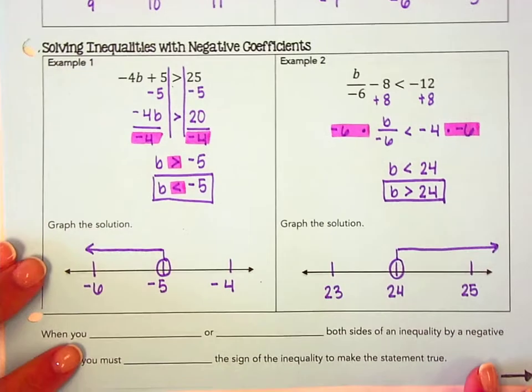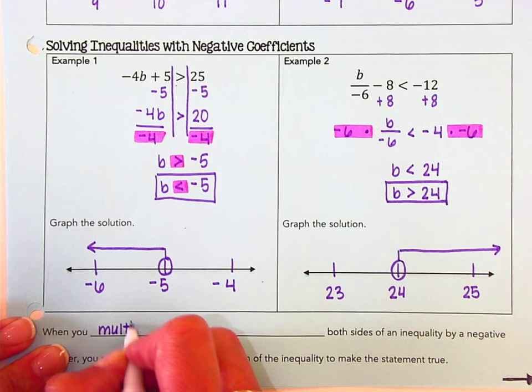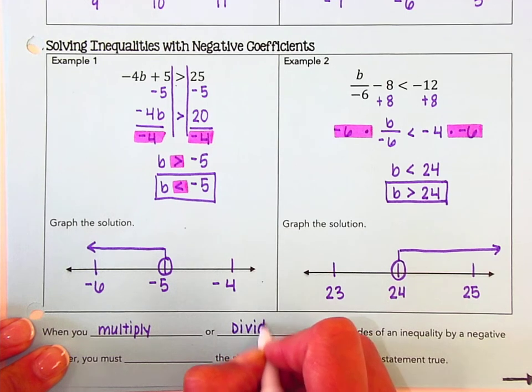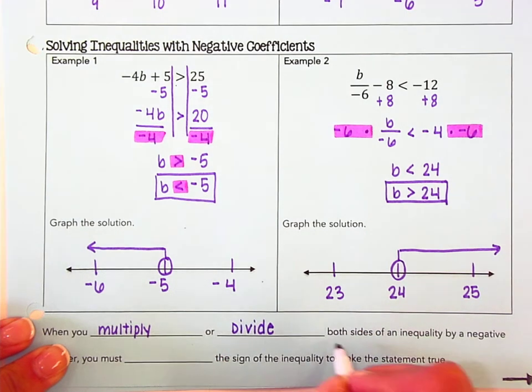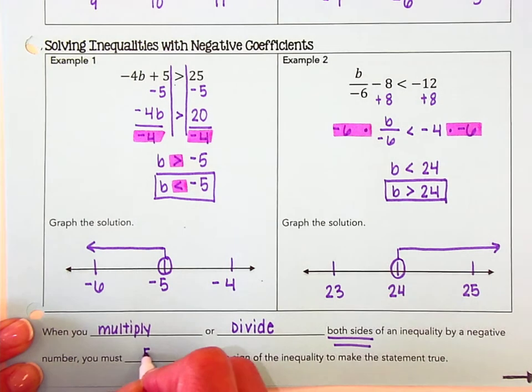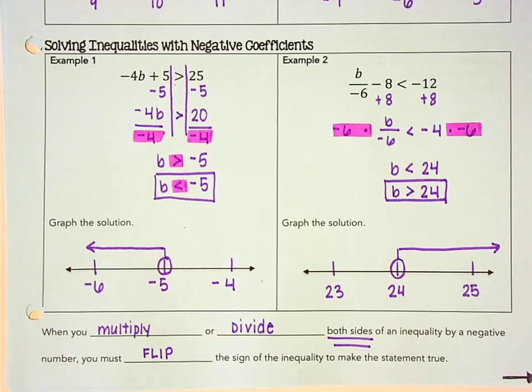So as a general rule of thumb, anytime you multiply or divide both sides of an inequality by a negative number, you must flip that inequality symbol to make that statement true.